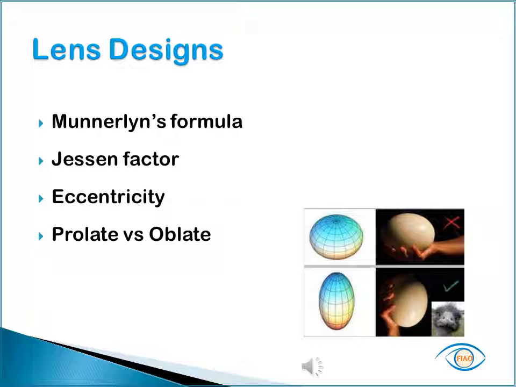Now, this particular slide here talks about other things that we might ask. These won't be a giant part of the test, but as you can see, Munderland's formula, eccentricity, prolate versus oblates, you've got to have a good broad sense, and so these might be a part of the test, so do have a sense of what each of these particular topics means to you and to fitting.